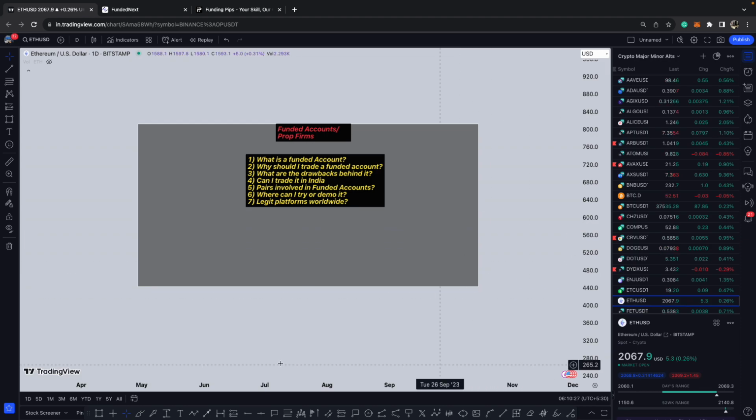The sixth point is very important. Fine, I understood all of these points, but where can I try or demo it? I've got two open.